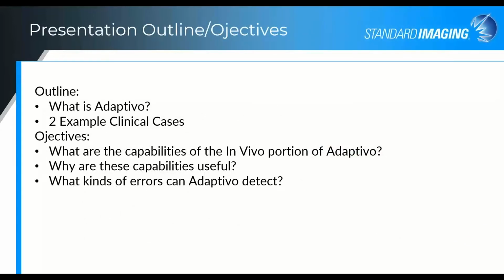So today's presentation, here's my outline. I'll first cover what is Adaptivo, and then I'll give 2 example clinical cases and show the software just a bit. The objectives that we hope to cover today are: what are the capabilities of the in vivo portion of Adaptivo? Why are these capabilities useful? And what kinds of errors can Adaptivo detect?